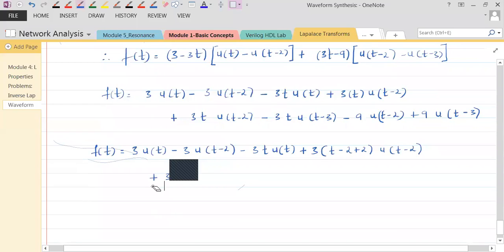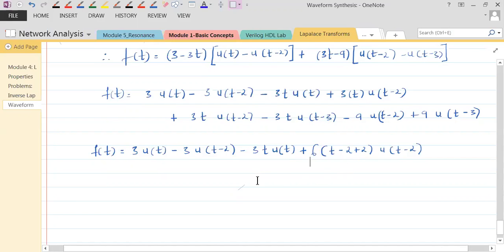So here instead of 3 we shall write 6, because you have 3t u(t-2) and 3t u(t-2). So that would become 6t u(t-2). So I have taken care of that in this way. Then you have minus 3t u(t-3). Do you have that anywhere? No, no.